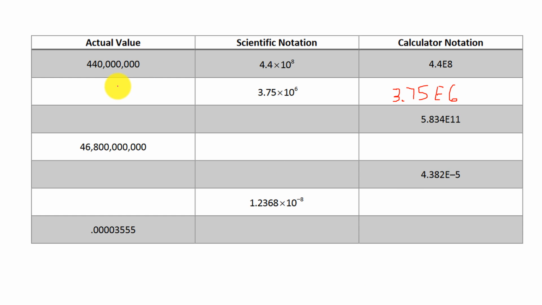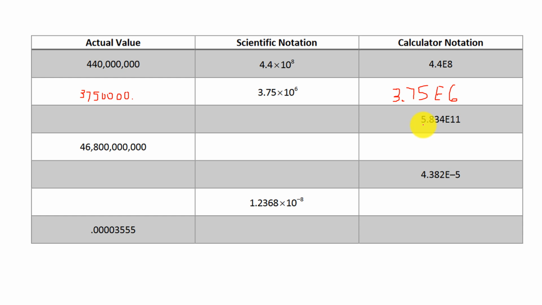To write this in standard form or decimal form, this 6 is positive. It tells me I need to move the decimal 6 places to the right. If I move it 2, it is in front of the 5. I need to move it 4 more, so I need to add 4 more zeros. 1, 2, 3, 4, and there is the decimal.